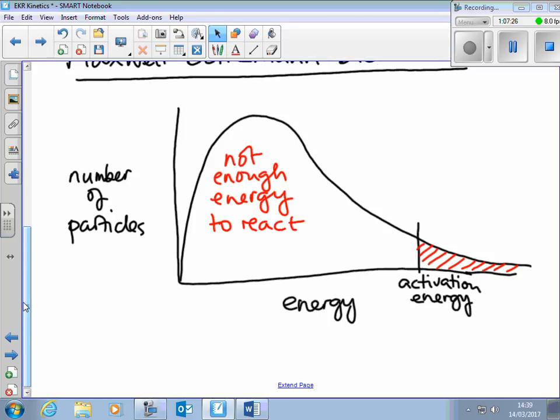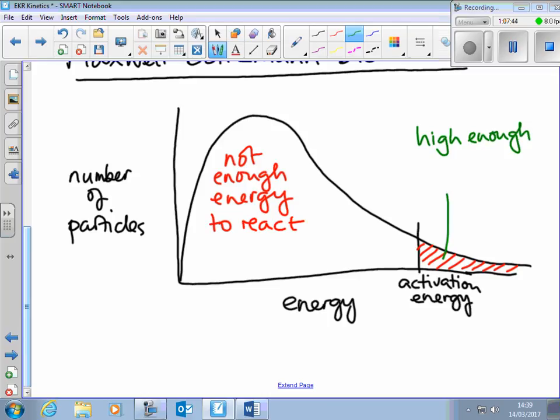But then, and my colours don't really work here, do they? The ones down at that end, only the number of particles represented by the area under this part of the curve have high enough energies to react.